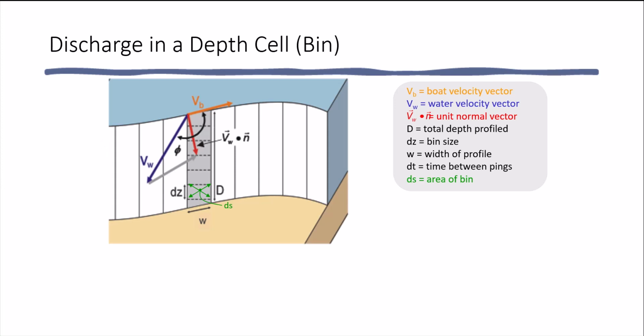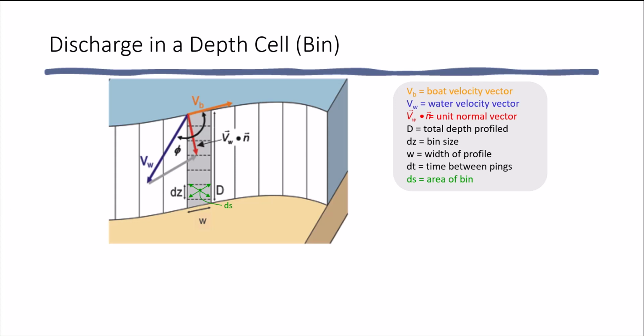This is computed as the dot product of the water vector and a unit vector normal to the boat vector. D is the total depth of the ensemble. DZ is the depth cell or bin size. W is the width of the ensemble. DT is the time from the previous ping until the current ping for this ensemble. And DS is the cross-sectional area of a bin in the ensemble.